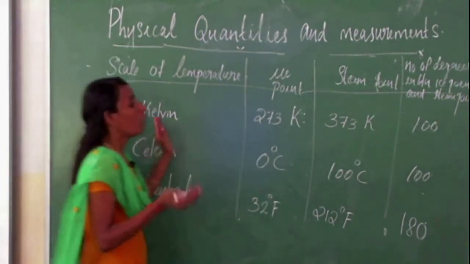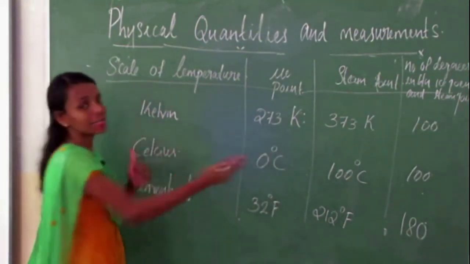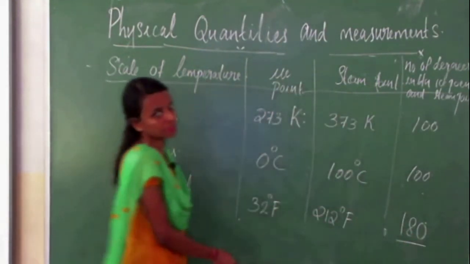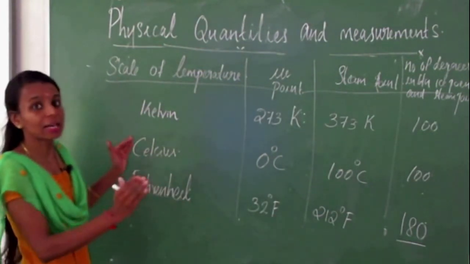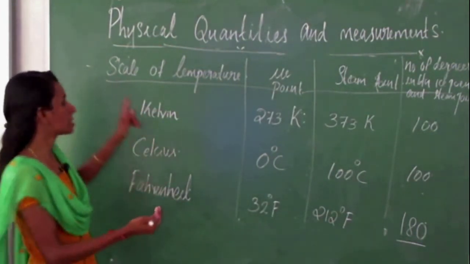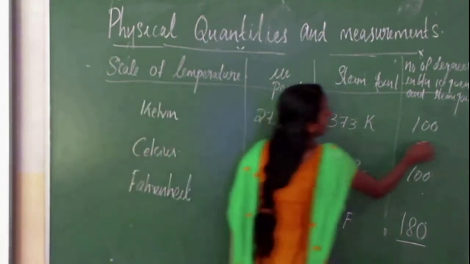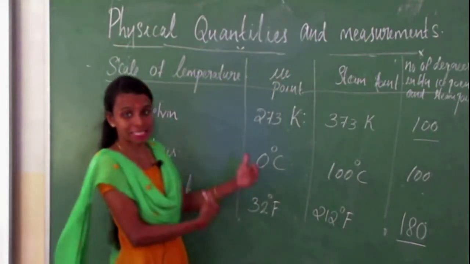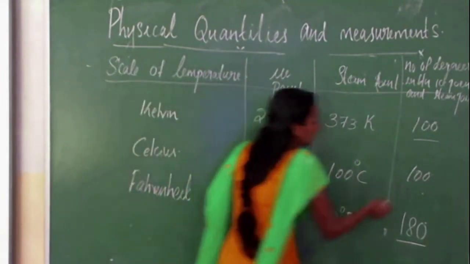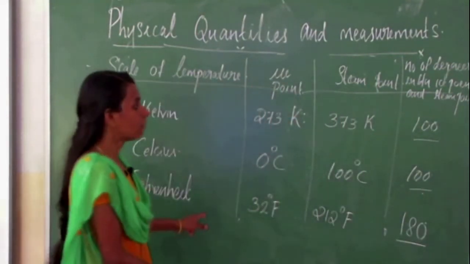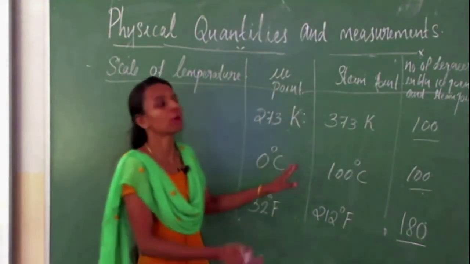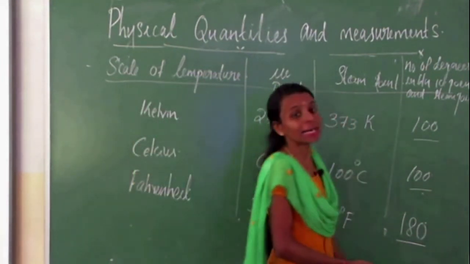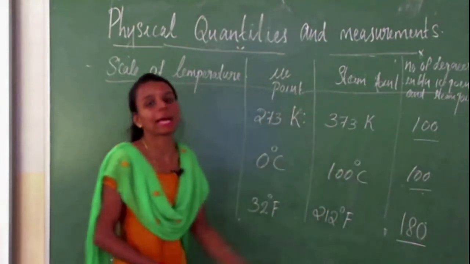Okay. Then how many divisions are there in between the ice point and steam point on the Fahrenheit scale? 180 divisions. How many divisions are there in between the ice point and steam point on the Kelvin scale? 100 divisions. How many divisions are there in between the ice point and steam point on the Celsius scale? That also 100 divisions. Therefore, 1 degree on the Celsius scale is equal to 1 degree on the Kelvin scale, because both scales contain 100 divisions in between the ice point and steam point.